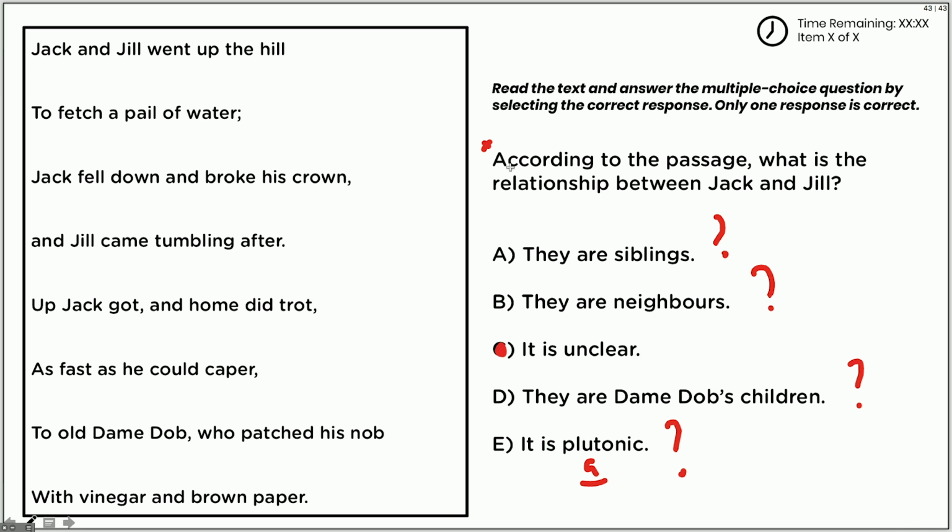But this is an example of reading for a specific detail. And this is a good example of not selecting an answer where it's ambiguous. It has to be clearly written in the text, and you don't want to use any of your personal knowledge about this text here. I think, in fact, they are brother and sister from the old story, but in the text, it doesn't say, so we choose this one here.